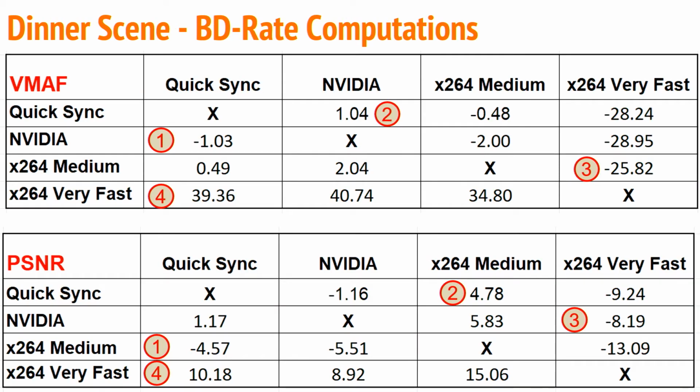And then here's the ratings that we produced for the dinner scene clip. NVIDIA was 1, QuickSync was 2, H.264 medium was 3, and very fast was 4. This is VMAF, and this is PSNR. I believe in VMAF more than I believe in PSNR, but a lot of people like to see PSNR numbers because they're familiar with them. And again, you have all this available for download now, so I'm not going to go through each one in detail.